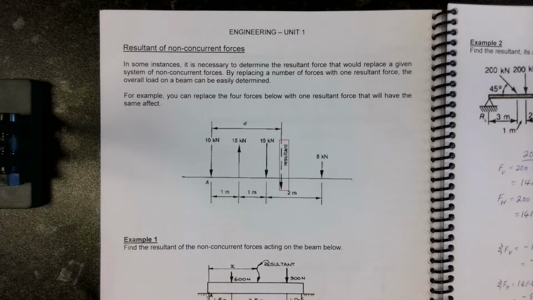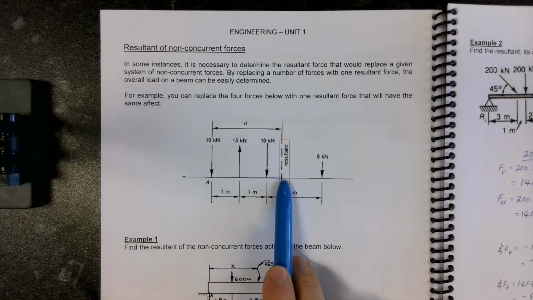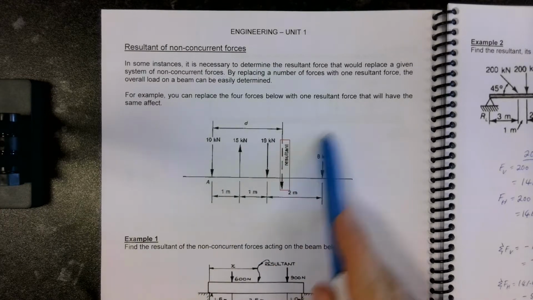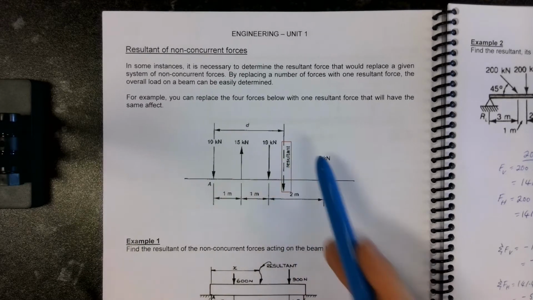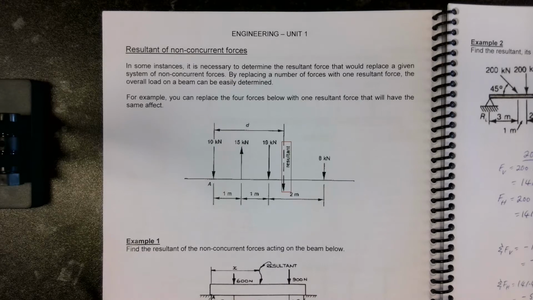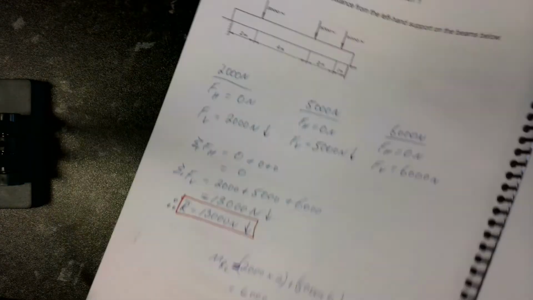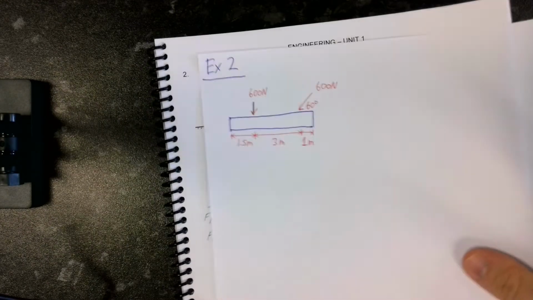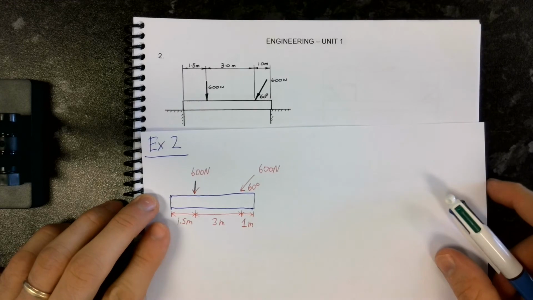So what we want to find is a distance on that beam, the actual total resultant, and what angle that resultant force is being placed on that beam. Okay, so let's have a little look. There's a couple of examples we have, but we're going to jump straight into exercise 2. That's going to be our first one. There's about 7 in this book.